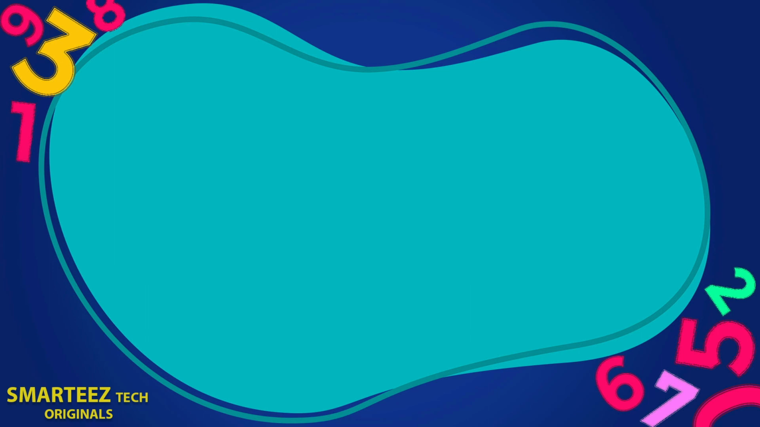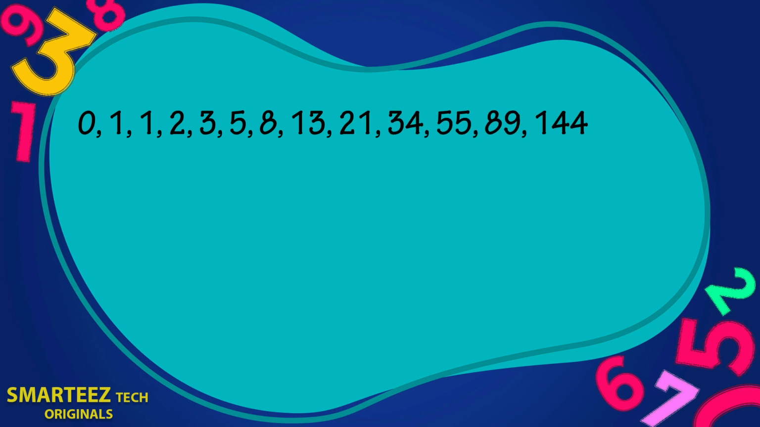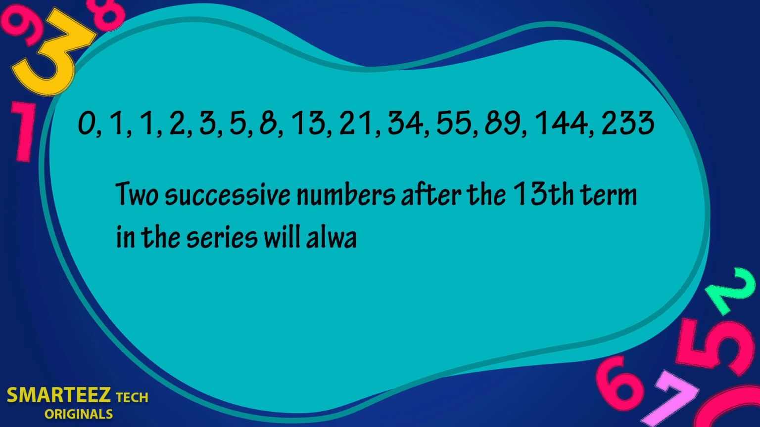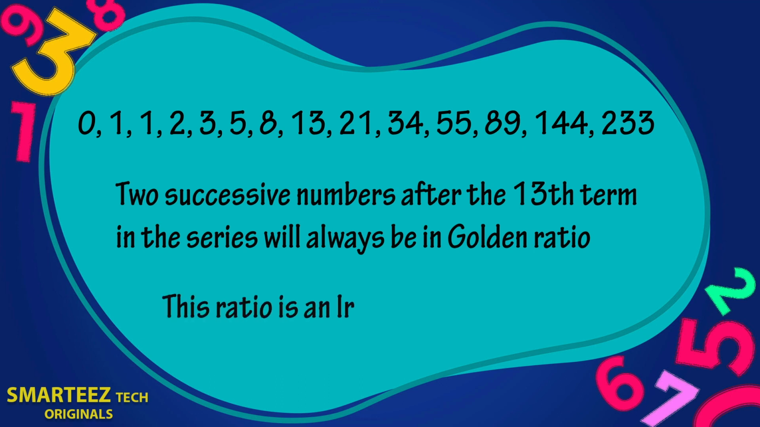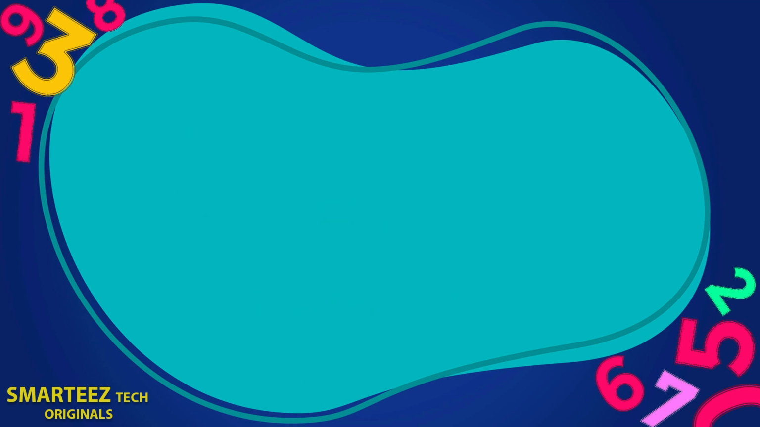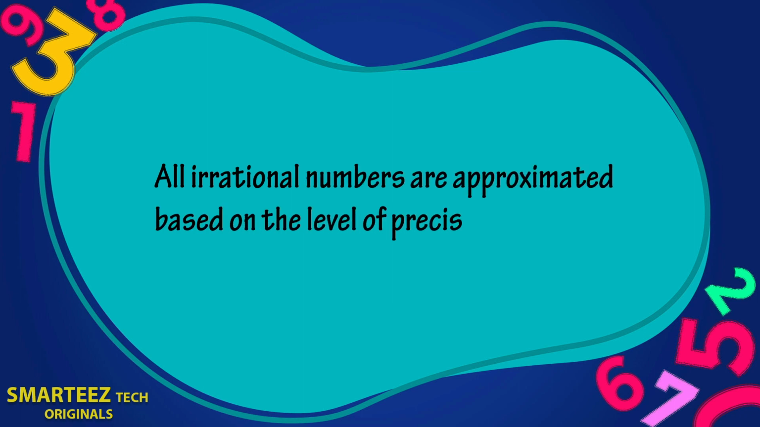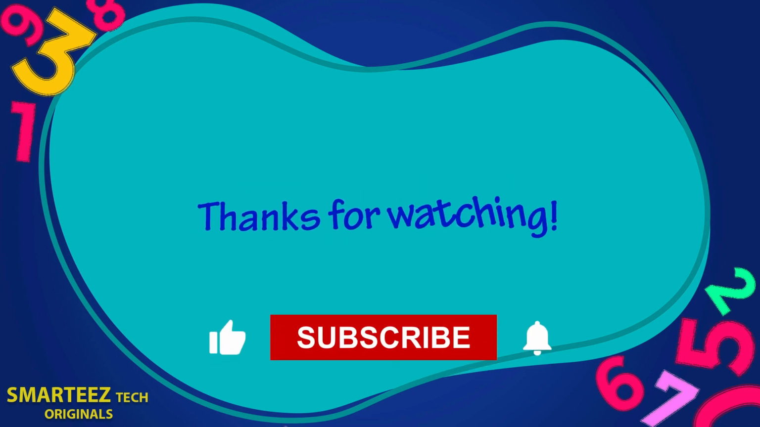In the Fibonacci series of 0, 1, 1, 2, 3, 5, 8, 13, 21, 34, 55, 89, 144, 233, and so on, two successive numbers after the 13th term in the series will always be in golden ratio. There are many more, but our objective is not to learn about golden ratio, but to say that this ratio is an irrational number. As we said before, all irrational numbers are approximated based on the level of precision we need in our calculations. That's all we have on irrational numbers.